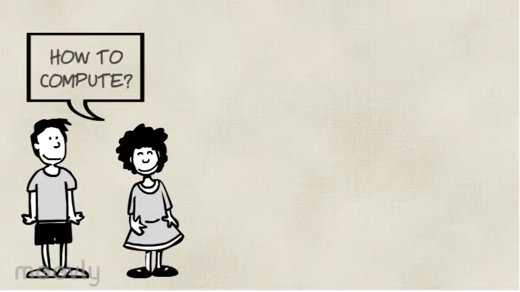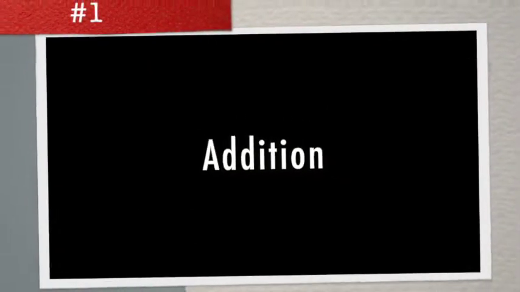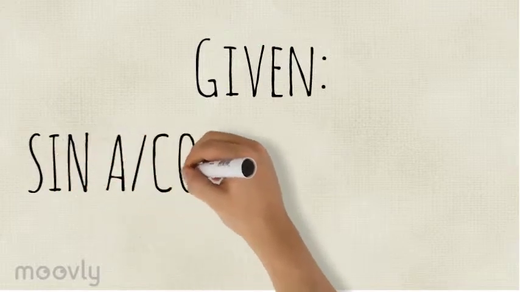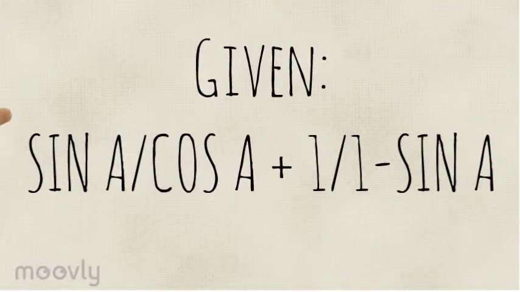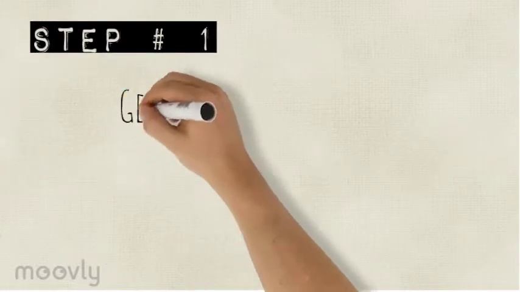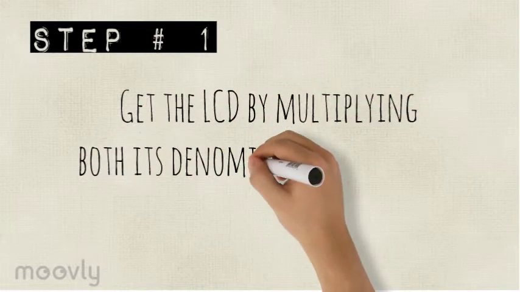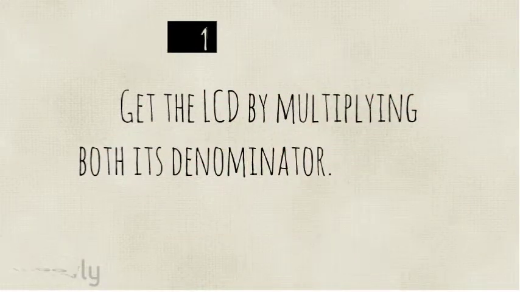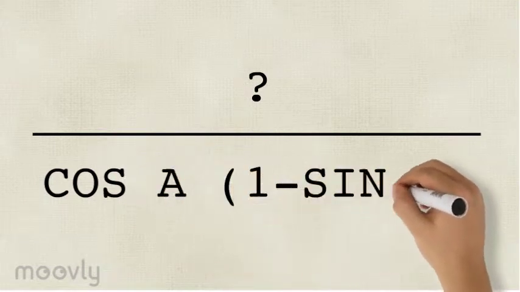How to compute. Given sine A over cosine A plus 1 over 1 minus sine A. Step 1. Get the LCD by multiplying both its denominators, where cosine A times 1 minus sine A.